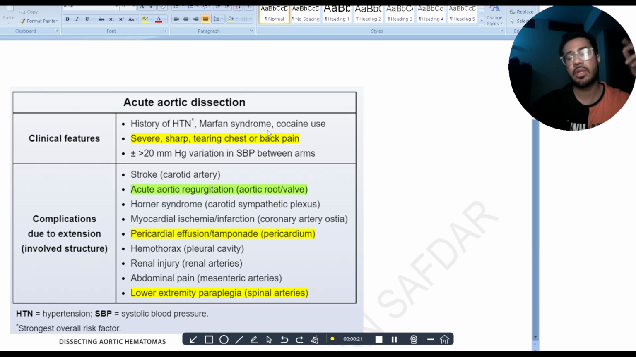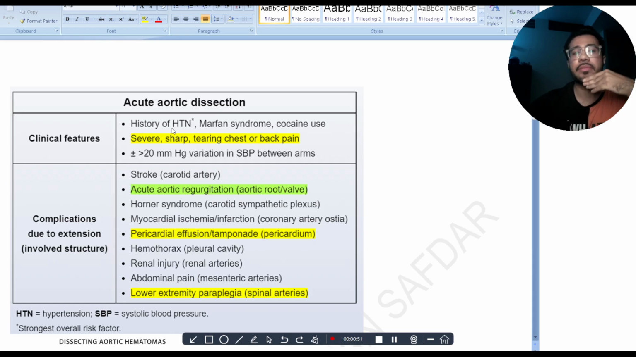Marfan syndrome, because it leads to improper or weakened connective tissue that is prone to becoming dissected and does not have that structural stability. Cocaine use, especially in a person who has a history of chronic uncontrolled hypertension, because cocaine causes sympathetic overactivation, leading to a rapid and acute rise in blood pressure in the ranges of 200 plus, that can trigger dissection in an already weak aorta.